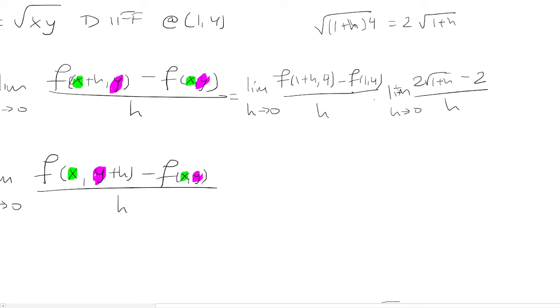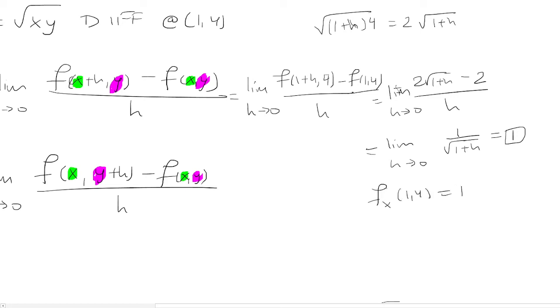Then we have the limit here. If I were to plug in h is 0, I would get 0 over 0. So I would use L'Hopital's rule. For L'Hopital's rule, the derivative of the top is just 1 over the square root of 1 plus h, and the derivative of the bottom is 1. The derivative of negative 2 is 0. If I plug in h equals 0, I get 1. So we found that the derivative with respect to x at (1, 4) is 1.